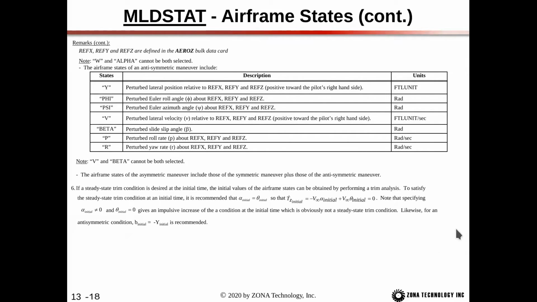Remark 6 is important. If a steady state trim condition is desired at the initial time, then the initial values of the airframe states can be obtained by performing a trim analysis. To satisfy the steady state trim condition at an initial time, it's recommended that alpha initial equals theta initial, so that TZ dot initial equals 0. If you specify alpha not equal to 0 and theta initial equals 0, this will give an impulsive increase because TZ dot will be non-zero, which is not a steady state trim condition. And for an antisymmetric condition, beta initial equals minus psi initial is recommended.